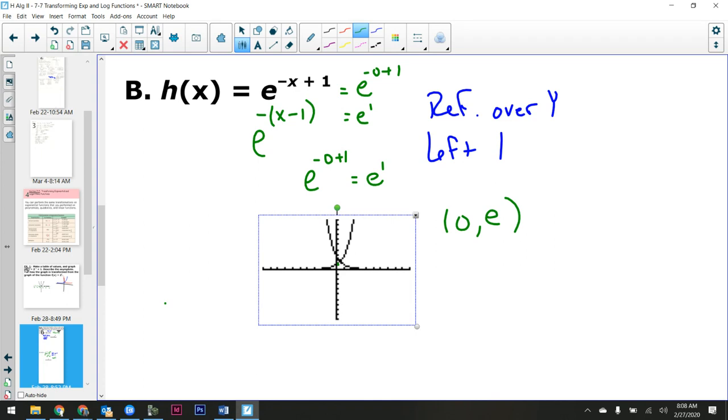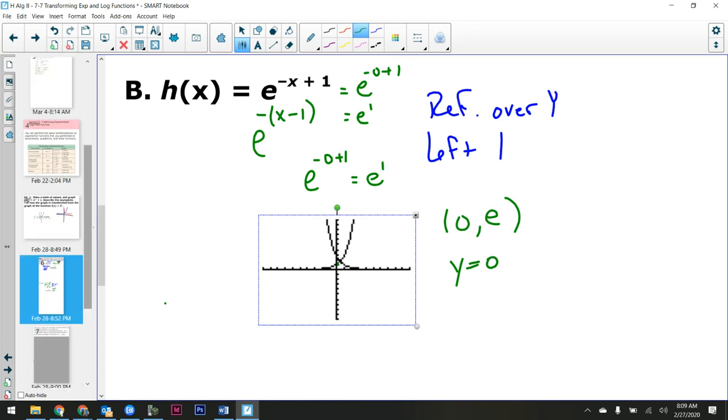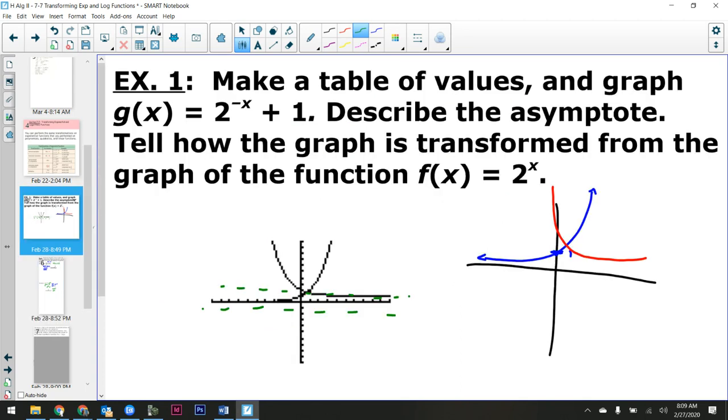All right, now, where's my asymptote? Did it change? No. So the asymptote is still y equals 0. Is it always going to be y equals 0? No. Because what happened here? We translated it up 1 unit, so the asymptote went up 1 unit. So we'd say y equals 1.